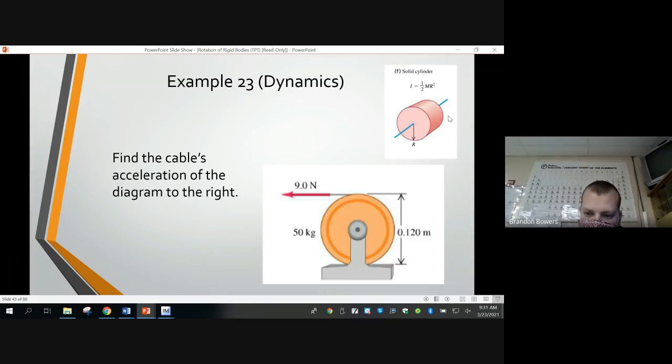So here you're going to be finding angular acceleration. The radius would be 0.06. I'm sorry, say that one more time. The radius is 0.06, right? Correct.